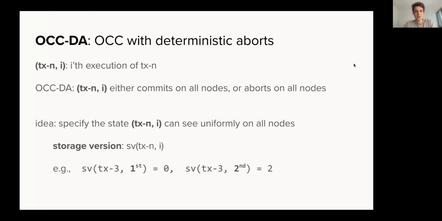To achieve this property, we want to specify the state that the ith execution of transaction N can see. Moreover, we want to specify it in a deterministic and uniform fashion on all nodes, and we will call it storage version. For instance, the first execution of transaction 3 might see state 0, that is the state before the block's execution. And the second execution of transaction 3 might see state 2, that is the state after transaction 2's execution. There are different heuristics as to how we define these storage versions, but the main requirement is that they need to be defined the same way on all the nodes in the network.